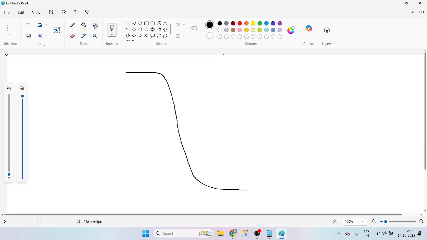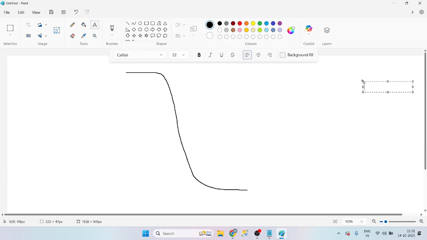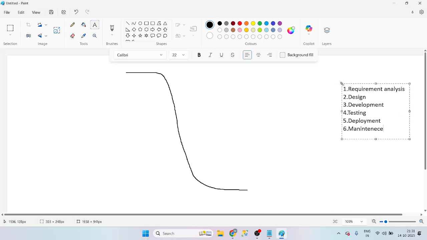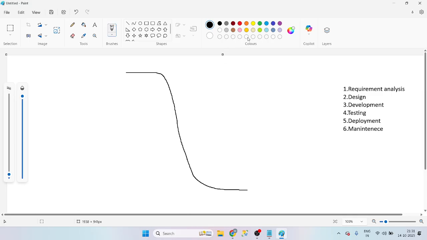Okay. Let me keep it here. These six. Okay. So these are the six things, right? So by using these six phases, we are developing the project. Okay. How are we developing the project? Initially, the first phase is called the requirement analysis. What is this project? This project is called Waterfall. We are doing this project in Waterfall methodology.